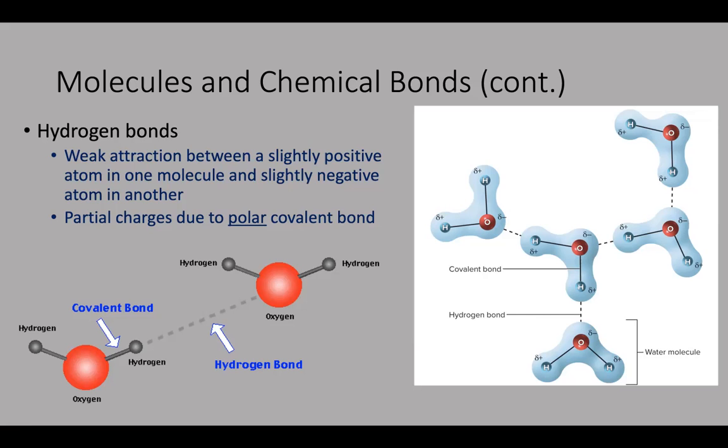You have to have a molecule that has this polar covalent bonding in order to have hydrogen bonding between the molecules, because you have to have a positive and a negative. If it's non-polar, then there's no negative positive attraction to be had.